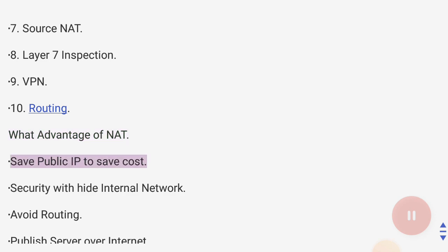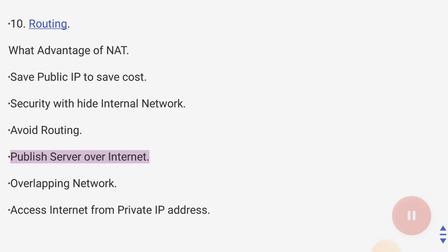What are the advantages of NAT? Save public IPs to save cost. Security by hiding the internal network. Avoid routing. Publish servers over the internet. Overlapping networks. Access the internet from private IP addresses.